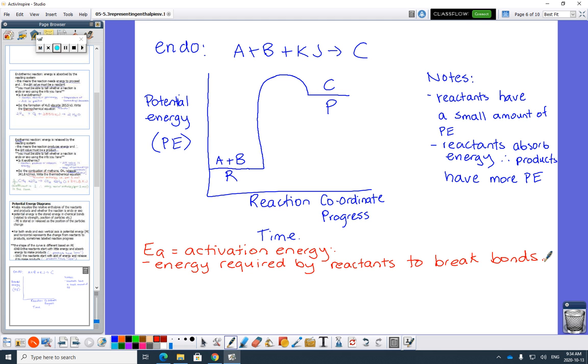Okay, so the activation energy, whether it's endo or exothermic, is the energy required by reactants to break bonds. So how do you show that in our diagram? Once you've drawn the shape, you start at the reactant line. Again, don't go to zero because nothing can have zero energy. So you start at the reactant line and go to the top of the peak and then just label it, okay?